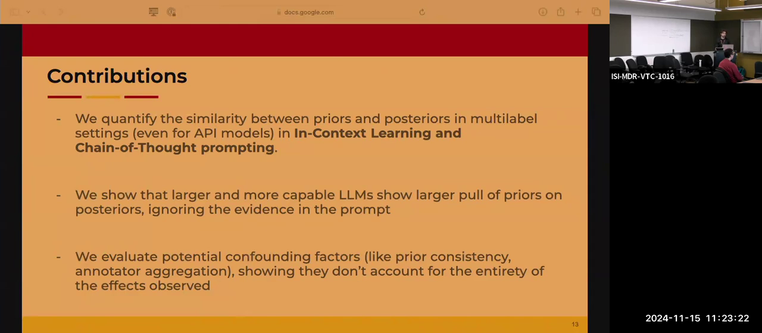And we also evaluate some potential confounding factors, like the consistency that the priors might have over the posteriors, or maybe because of the annotation aggregation that's happening in subjective settings, where disparate annotations from different people may be aggregated to arrive at some aggregate label. And we saw that they actually do not account for the entirety of the effects that are observed. And in fact, only a very small amount of the effect is explained by these factors.